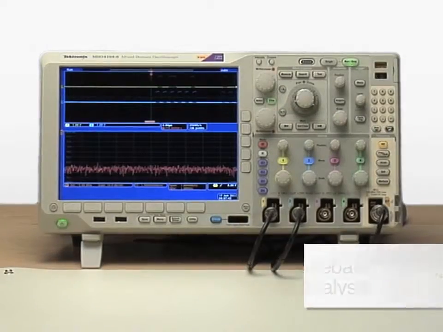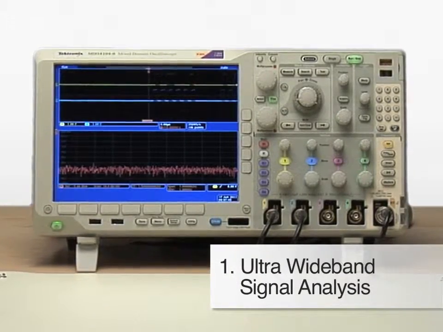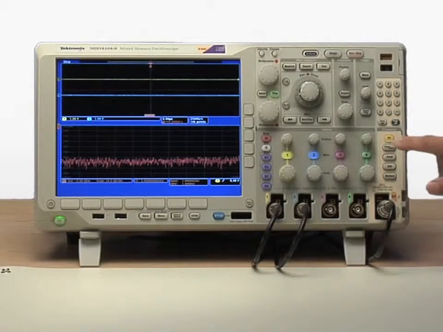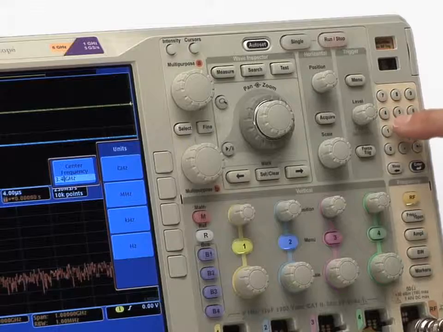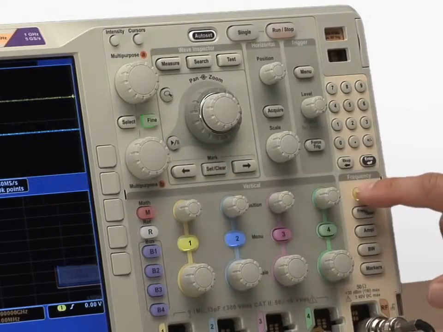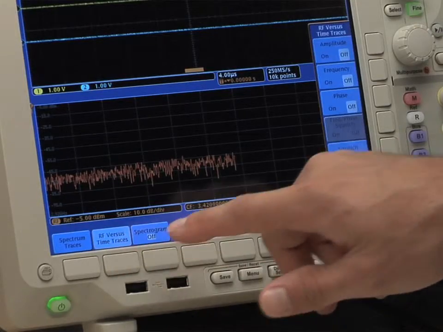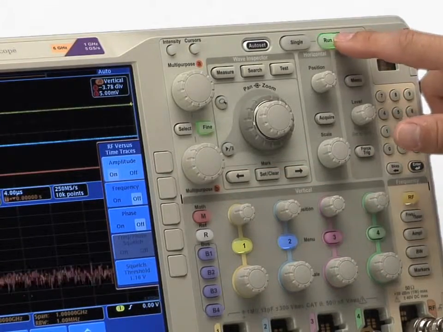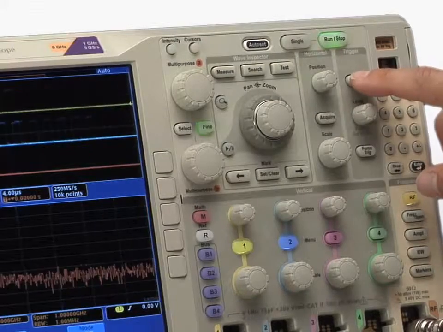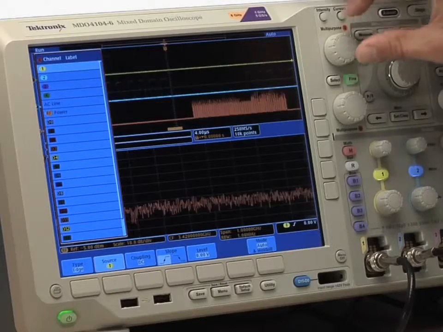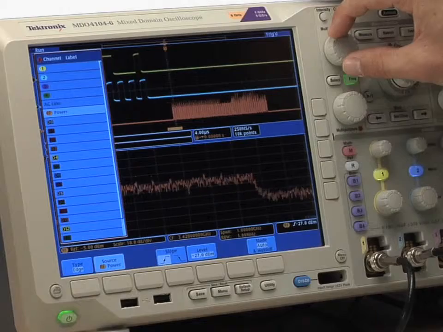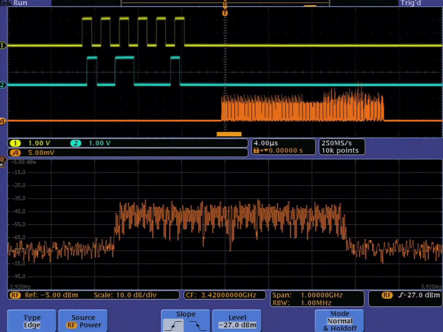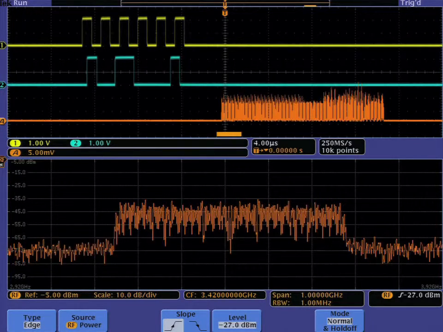In the first example, a UWB signal operating with about 530 MHz of bandwidth is analyzed. First, let's set up the correct span and center frequency for this signal. Next, an RF amplitude versus time trace is added. With the scope in a free run mode, an RF power level trigger is set up to synchronize the acquisition. In this simple demonstration, you can see the MDO4000 is able to capture the signal quickly and easily.